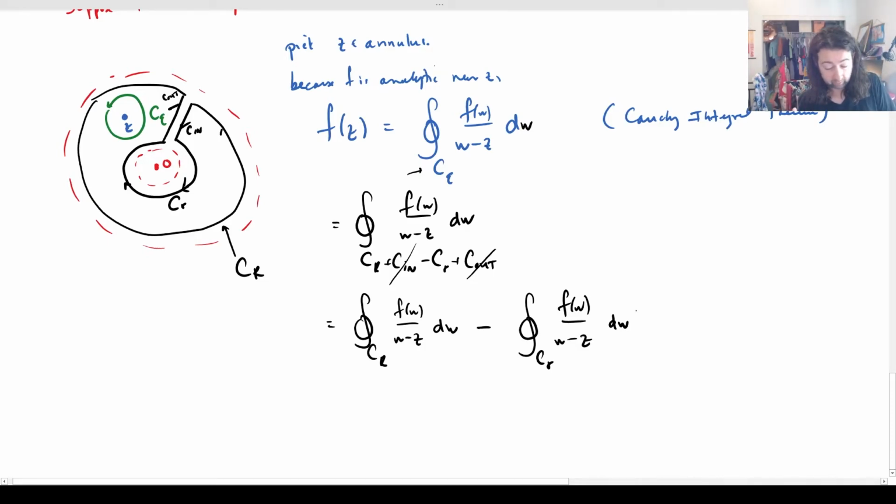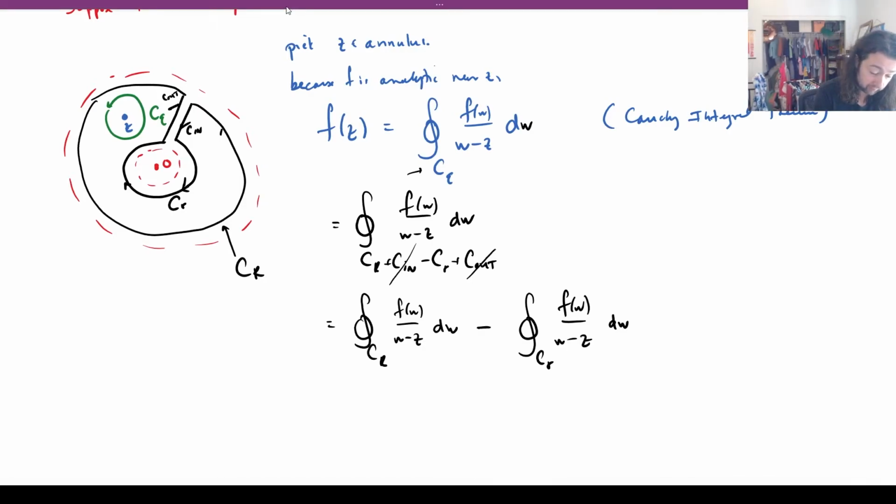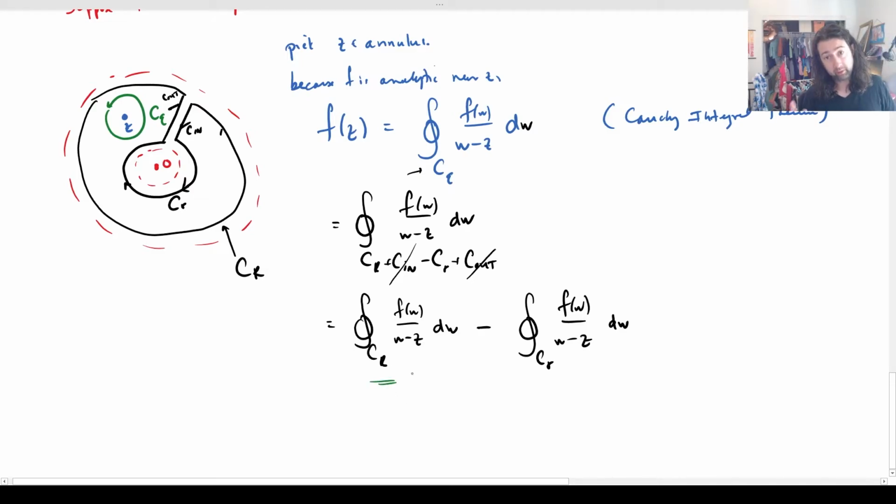And the observation that I want to make here is that these integrals act differently because the location of w, our variable of integration, is different depending on which one we're looking at. So let's start by looking at this integral. Where does w live? Well, the w values are trapped inside this big C_R, so they're out here. So for that first integral, this is where w lives. And the distance from w to 0 is pretty big, right? So this is the distance absolute value of w. This is the distance absolute value of z.